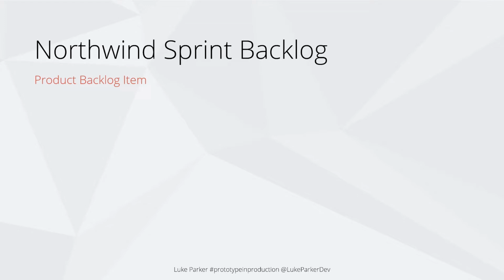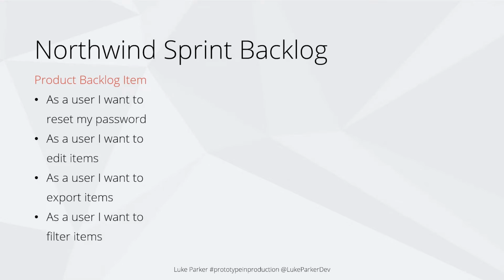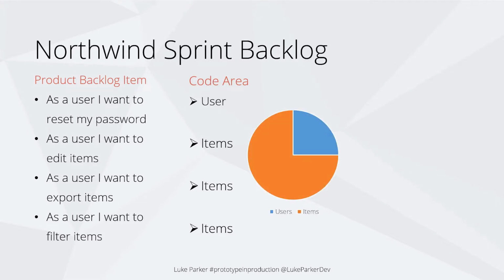So in this backlog, I've got some items for this sprint. So, in the next week or two, I'm going to make the user be able to reset their password, edit some items, export some items, and filter some items. So thinking about it as code areas, just to oversimplify it a little bit, we've got users, items, items, items. So if we tackle the tech debt as we do these features, naturally, with an oversimplified pie chart, right? We're tackling tech debt in the area that we're coding on.